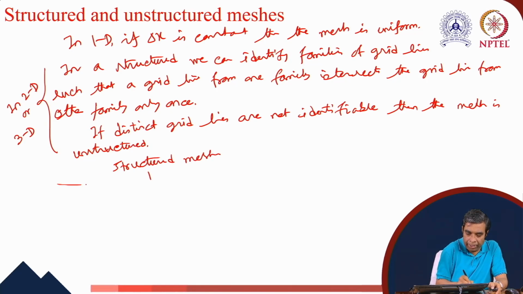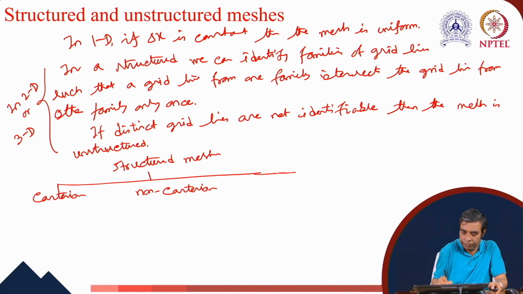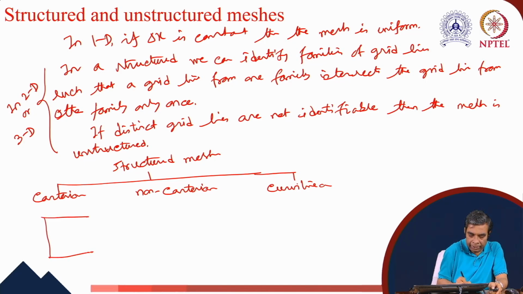So we have identified them as Cartesian, non-Cartesian, and curvilinear. Let us consider a square box in 2 dimensions with the edges parallel to the Cartesian axis. Then we generate the mesh. These are the XY axis.